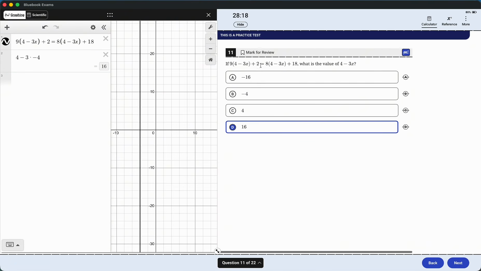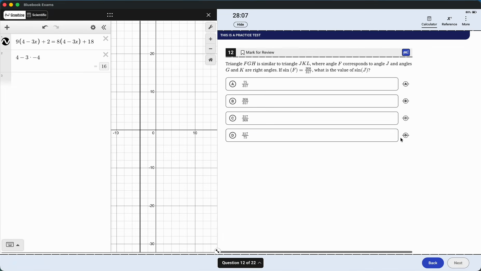You could have also done this algebraically. You see, there's this quantity, 8 of this 4 minus 3x. If you subtract it to this side, it's just going to be 4 minus 3x, and you subtract 2 to this side, you get 16. So you don't need to do that, but just FYI, right?